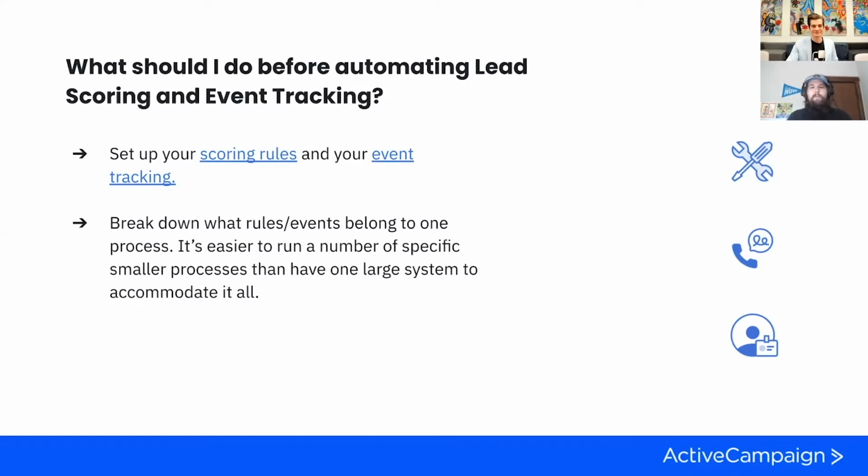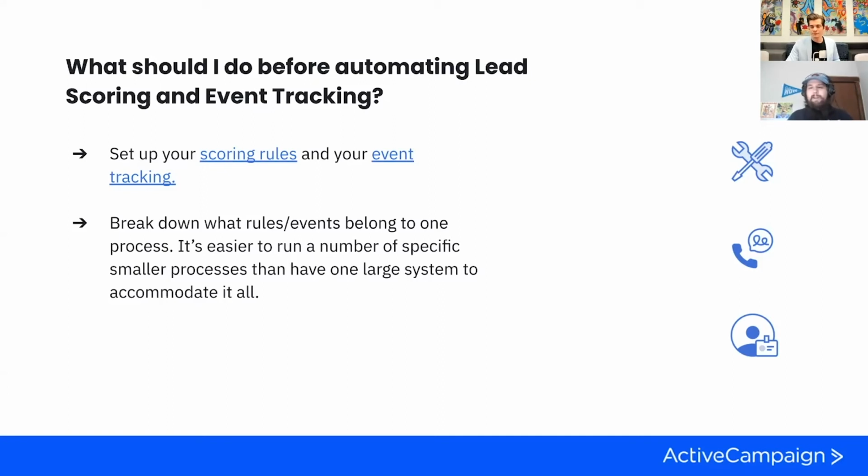And then, of course, you want to break down, and this is the paper before process that I know you'll love so much, Ernie, what rules and events belong to what process. Sure, you could have one large system that accommodates it all, but that's going to be a little bit trickier to fire specific actions off of. It's easier to run a number of specific smaller processes. Think like maybe an engagement process for when you feel like someone's starting to drift away, and a deal heat map, how interested are they in buying? Both of them might use the rules of opens and email, but the end result's going to be so different.